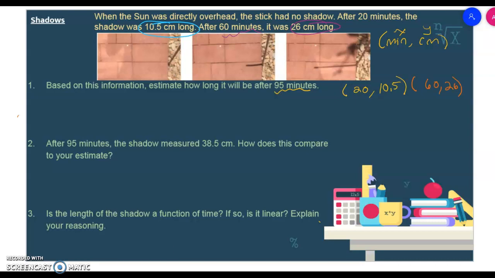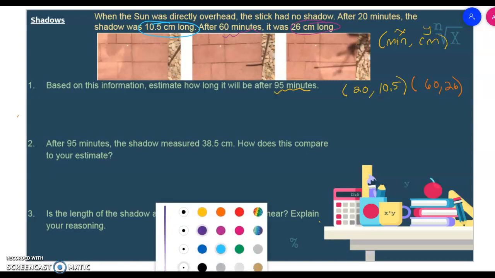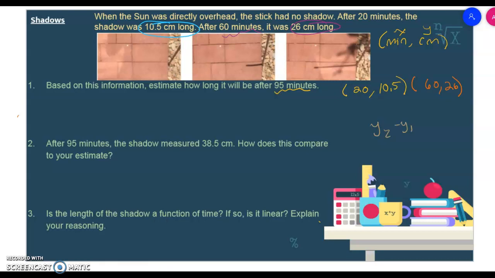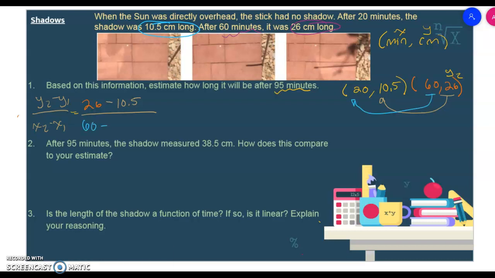So what I'm going to do, if you can recall what the formula was, it was y2 minus y1 over x2 minus x1. So what I'm going to do, and I'll write it over here, is I'm going to take my y2, which is 26. So I'm going to take 26, subtract it from my 10.5, my other y, and then I'm going to take the 60 and subtract it from the 20.